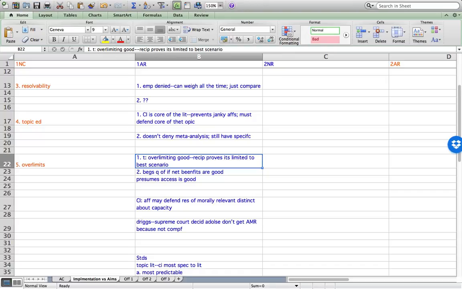Okay. Sure. So, it's a question of, is overlimiting comparative, or is there a threshold? I guess the question is, does it matter if in the world of the interp there's 20 positions you could read, and in the world of the counter-interp there's 15 positions you read? It doesn't seem like there's a huge advantage to overlimiting then. Does that make sense? Right.